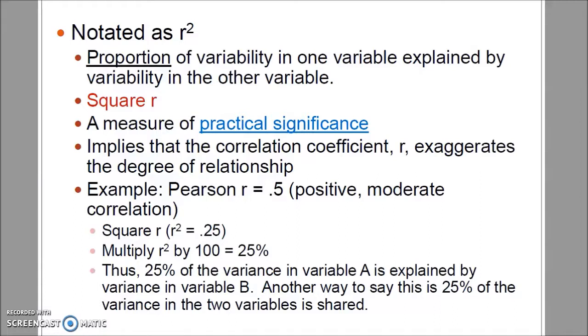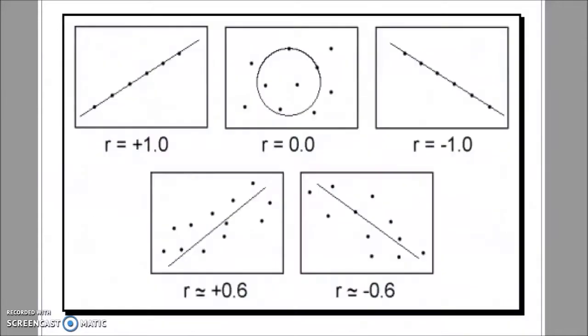So if more than 50% of the variance in one is explained by the variance in the other, that means they are pretty strongly correlated to each other. If 100% is explained, then that means they are totally, completely related to each other. So this r squared is actually a practical significance. It is the proportion of variability that is there.